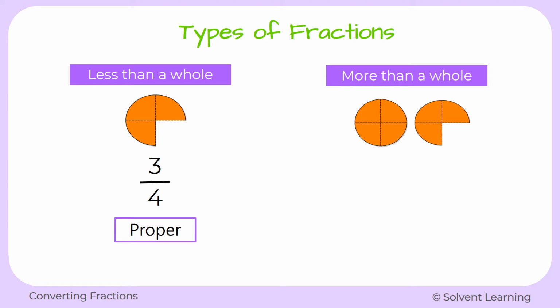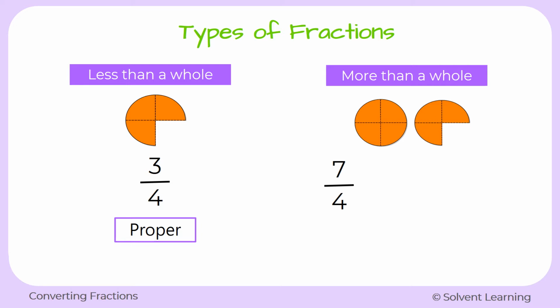Some fractions represent more than a whole. So in this picture we have one whole circle and then a part of another circle. The first circle is completely colored in, and then we have part, or 3/4, of the second circle. Now there's 2 different ways that we can represent this amount as a fraction. The first way is by putting it all together in one fraction as 7/4.